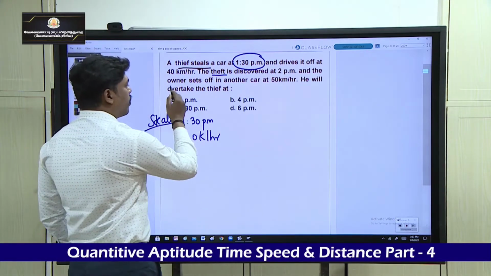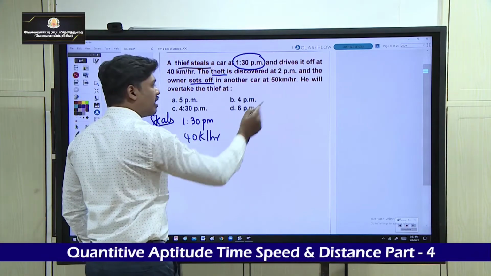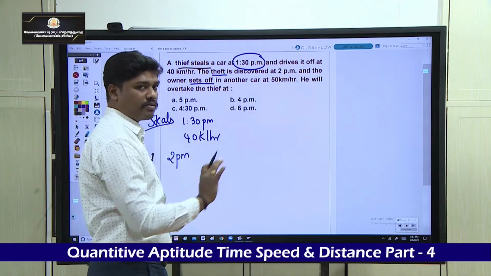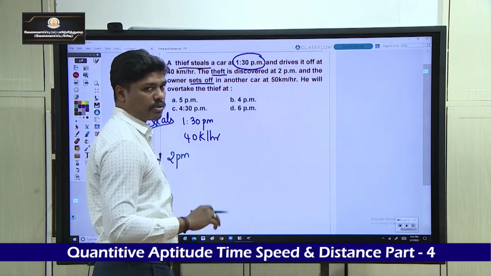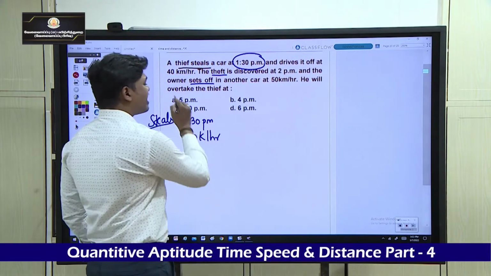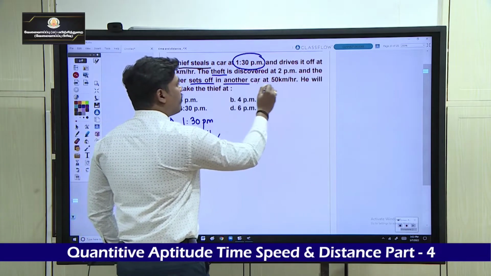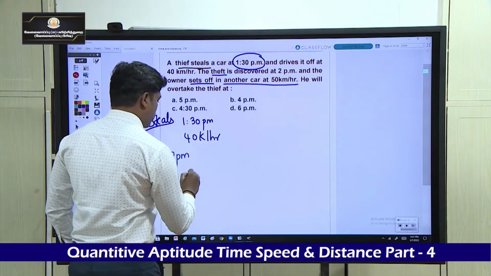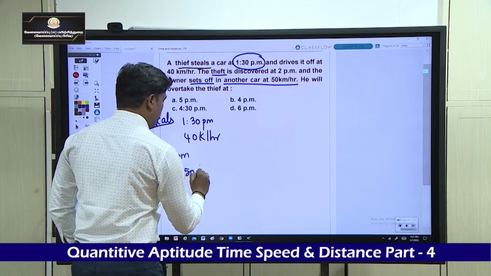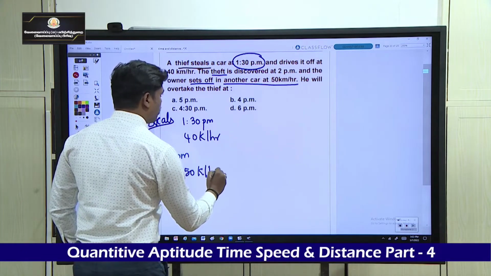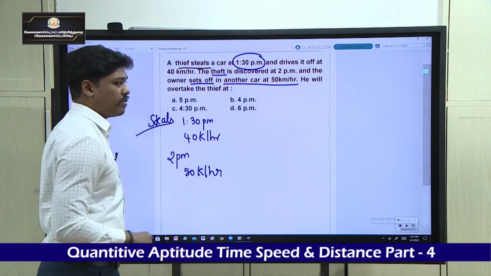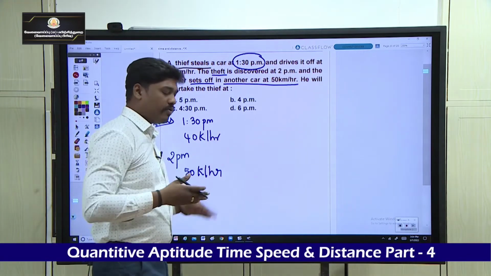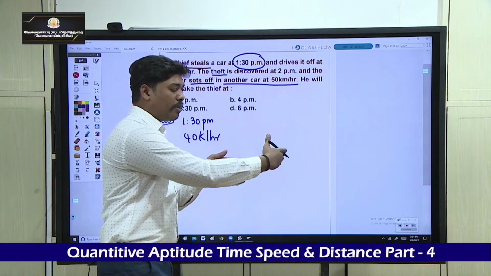And the owner sets off in another car. He is taking his friend's car, telling him that my car has been lost. So he is chasing at 50 kilometers per hour, moving at 50 kilometers per hour. So he will overtake the thief, which means he is going to overtake and stop him.